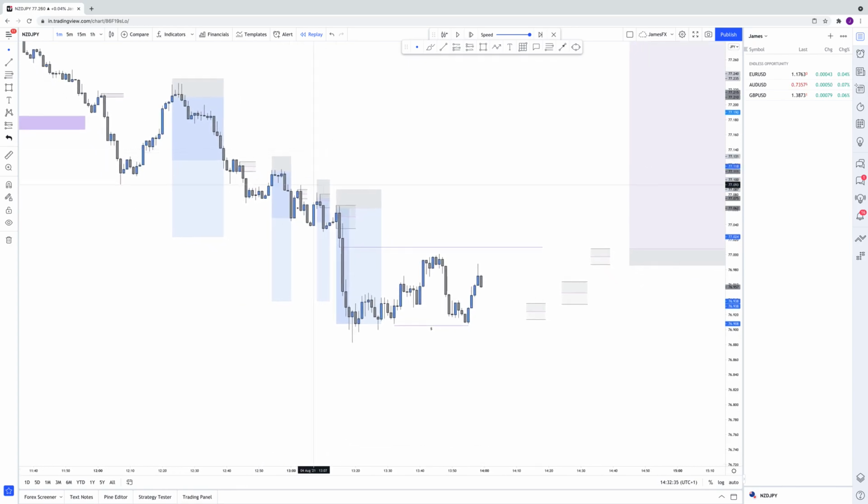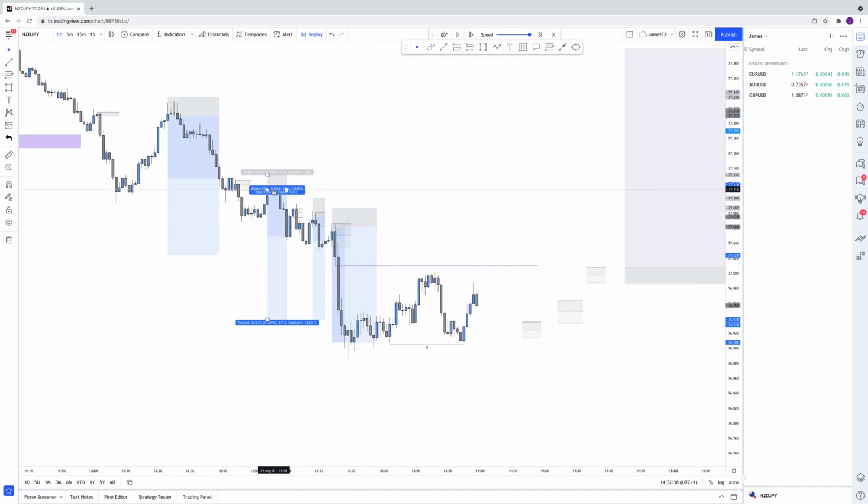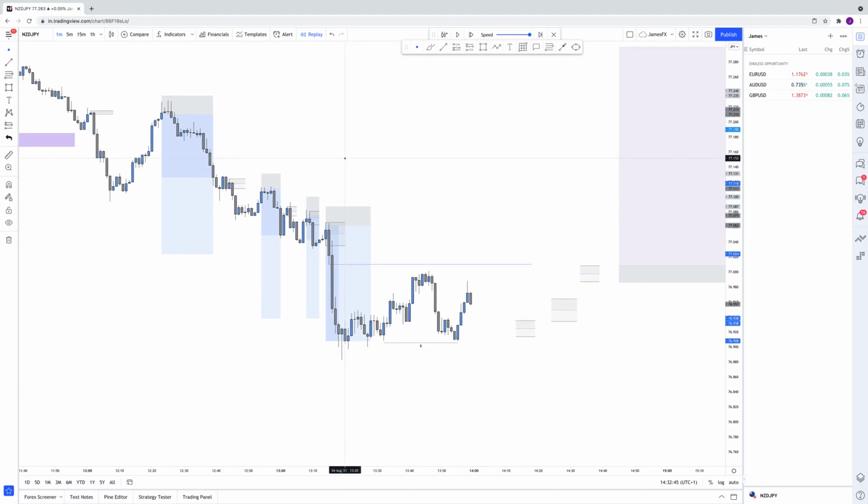Okay, now bear in mind all of these trades are in hindsight, but this is why price is coming back into these areas, and there's a very clear reason why it's doing that.